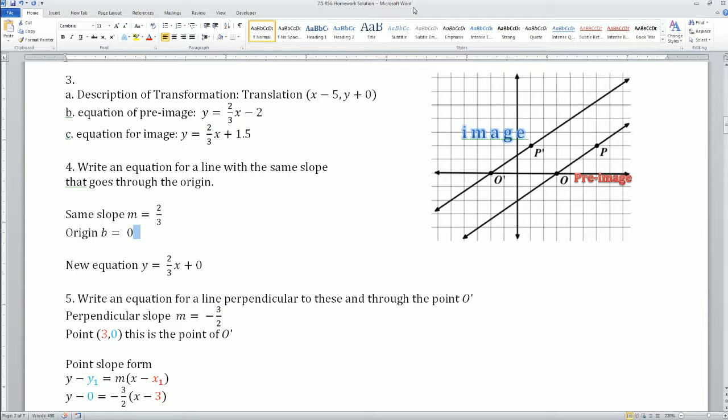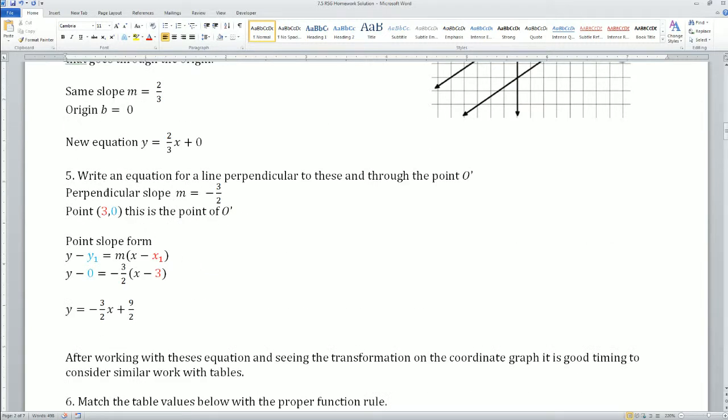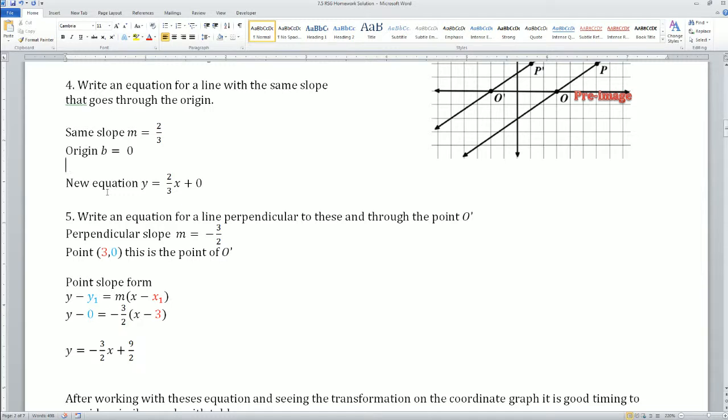Same slope means the slope is the same as 2 over 3. The fact that it goes through the origin, the point here is 0, so you plug it into the equation of y equals mx plus b. You get y equals 2/3 x plus 0.